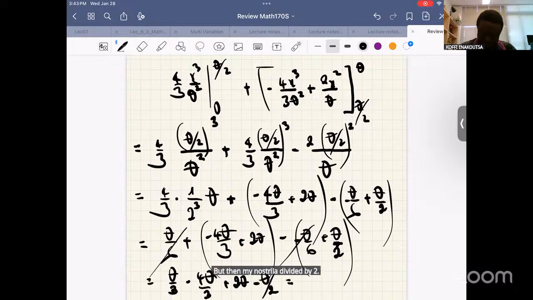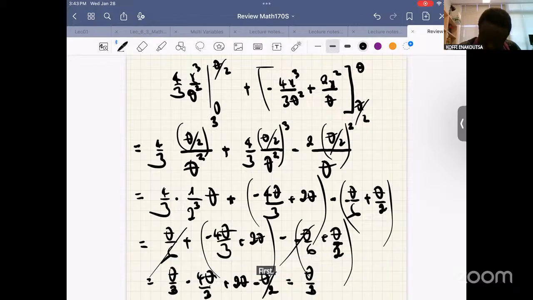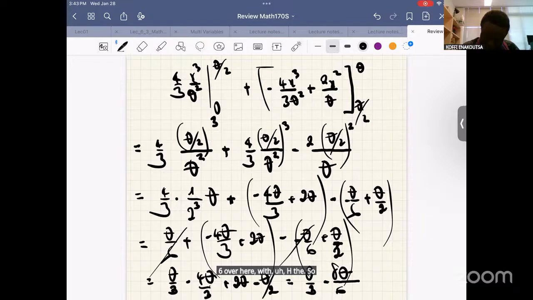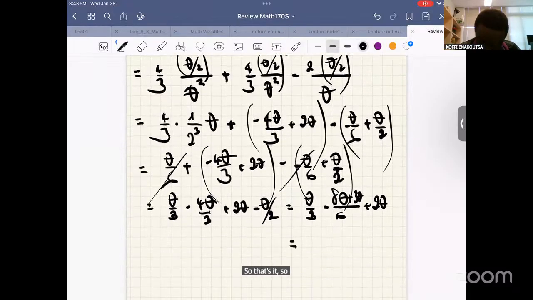Okay, so this will simplify to 5. So I'll have 5 divided by 3 is theta over 3, with this one and this one first. So the common denominator is 6, minus 6 over here with 8 theta. So the 8 theta plus 3 theta. Is it plus? Yes, plus 3 theta. Okay, so plus 2 theta, which is somewhere over here.